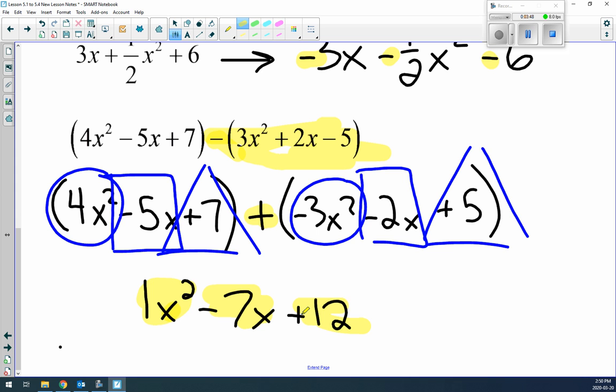So what you can do is when you're subtracting polynomials, change it to the additive inverse. We'll only change the second polynomial. So add the opposite and just go through and change all the signs.